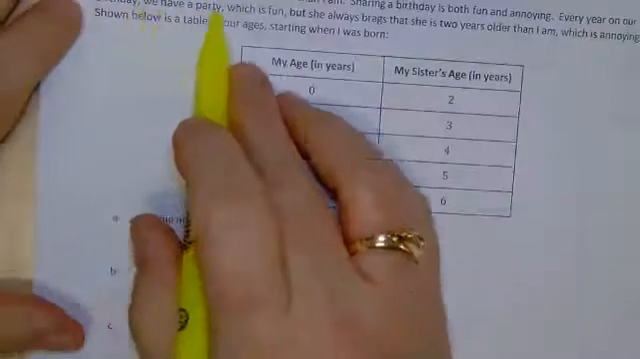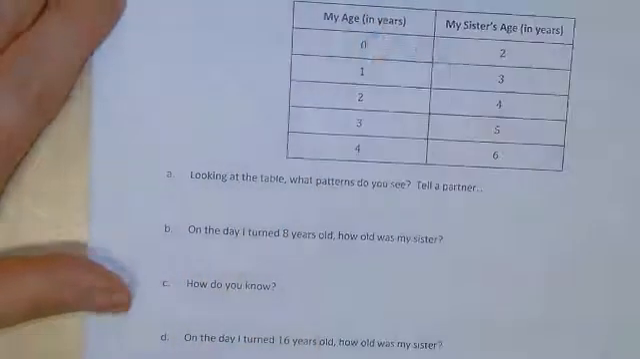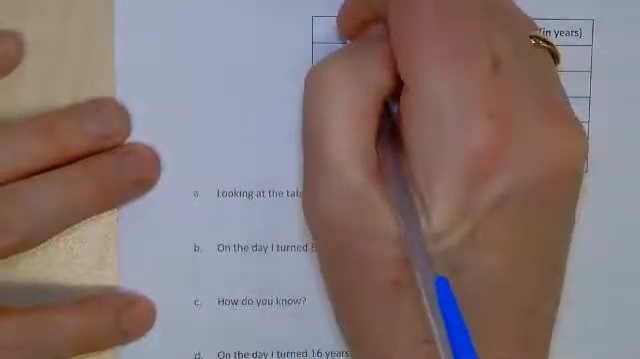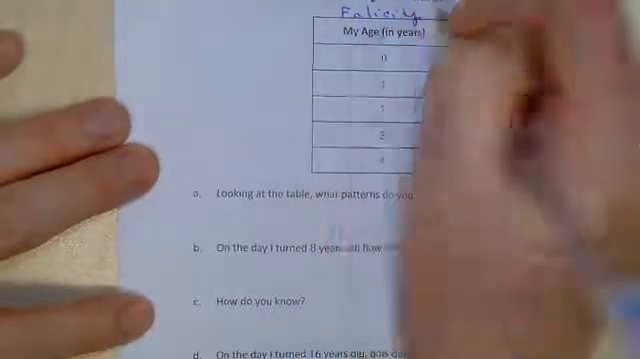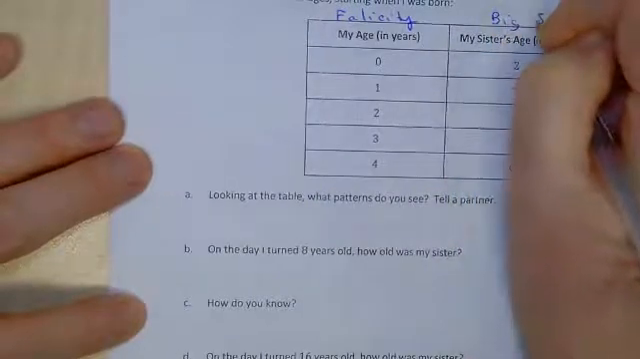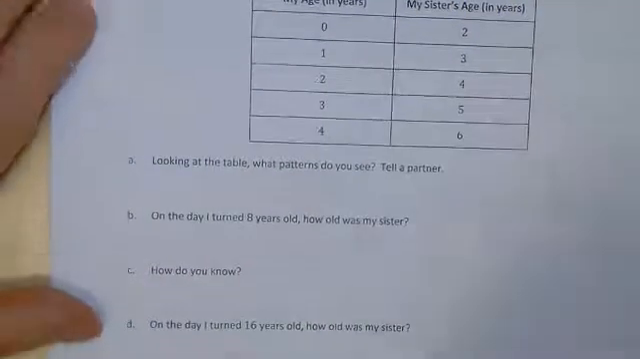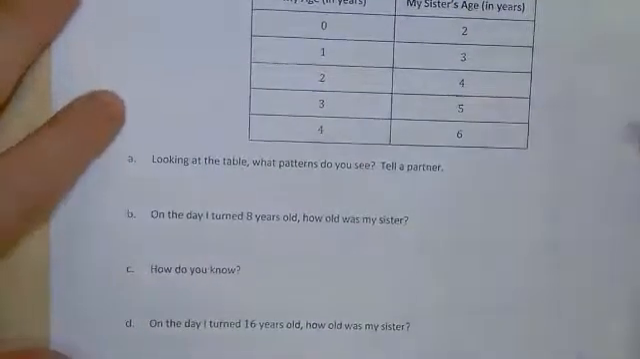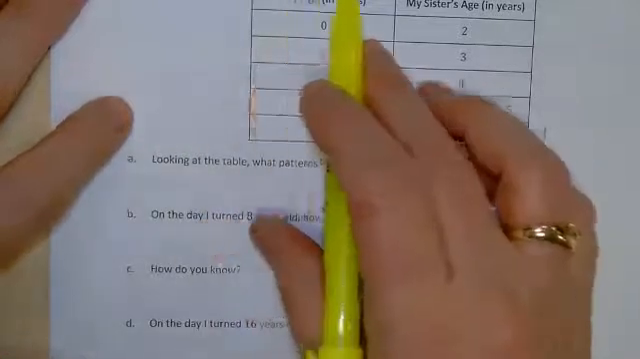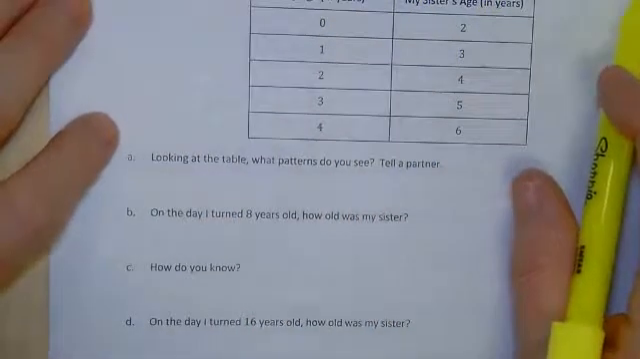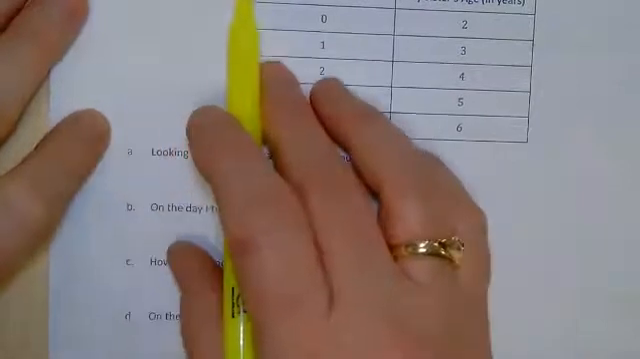My older sister is exactly 2 years older than I am. So this is Felicity, and here's her big sister. Sharing a birthday is both fun and annoying. Would you agree with that? Every year on our birthday, we have a party, which is fun, but she always brags that she's 2 years older than I am, which is annoying. Shown below is a table of her ages starting when I was born.